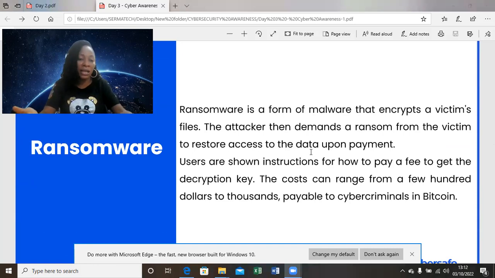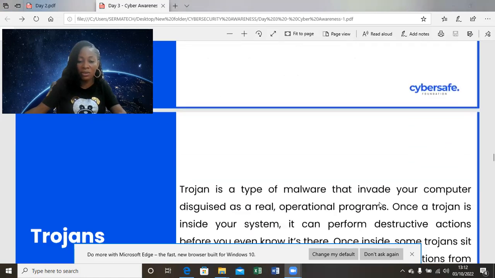So the attacker now asks for payment by some particular means. They may want the payment before they can restore access. So users are shown instructions for how to pay a fee to get the decryption key. The cost can range from a few hundred dollars to thousands, payable to cyber criminals, most likely in bitcoins.